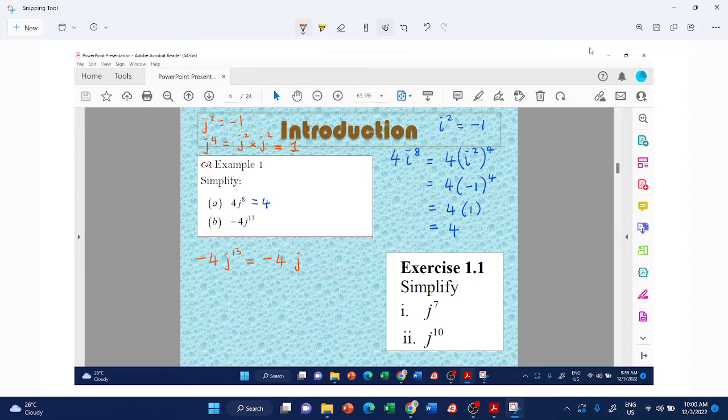Okay. So like we do something like this lah concept. For 13 ni, can we make it something like this? Okay, kalau, sorry, J square is negative 1. Kalau J power 4 is 1. So, what is J power 3?